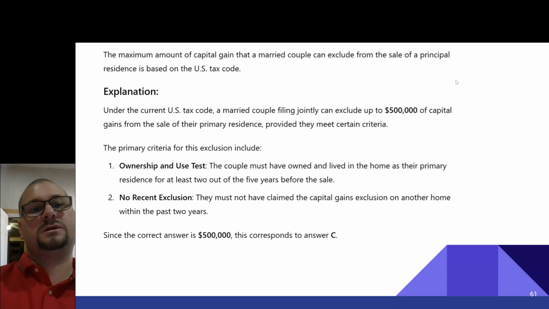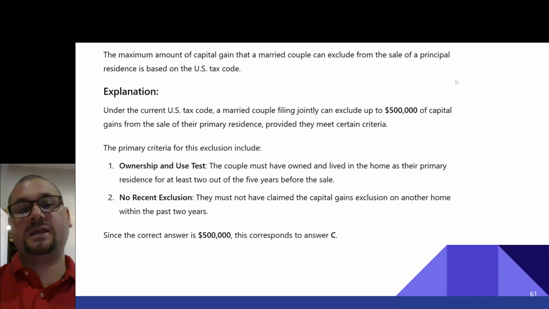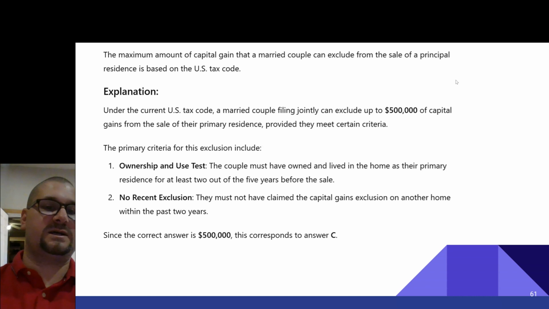The primary criteria for this exclusion include the ownership and use test. The couple must have owned and lived in the home as their primary residence for at least 2 out of the 5 years. No recent exclusion: they must not have claimed the capital gains exclusion on another home within the past 2 years.